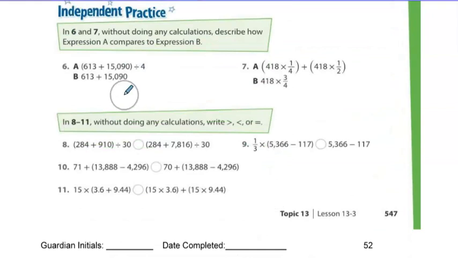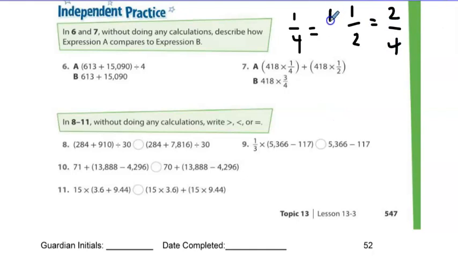All right, let's do number 7 together. On number 7, I have 418 times 1/4 plus 418 times 1/2. If I give 1/4 and 1/2 an equivalent denominator, so they have the same denominator, this would be 2/4 and this would be 1/4. And if I have 1/4 and 2/4 and I put them together, it's going to give me 3/4.